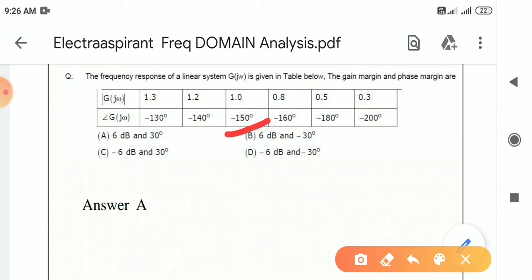Now to get the gain margin, we know it happens at the phase crossover frequency, that is, when the angle becomes minus 180 degrees. The corresponding gain is given as 0.5. Now we find the gain margin as per the expression 20 log 1 by 0.5, so it becomes 6 dB. Hence the answer is option A.